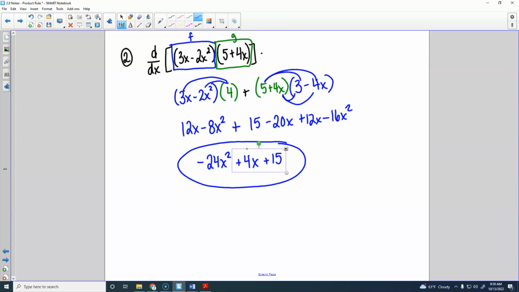So there's a quick introduction to product rule. You do not have homework on that tonight because we've not done enough of it. So just make sure you have your free response for me tomorrow. Take your time on that.